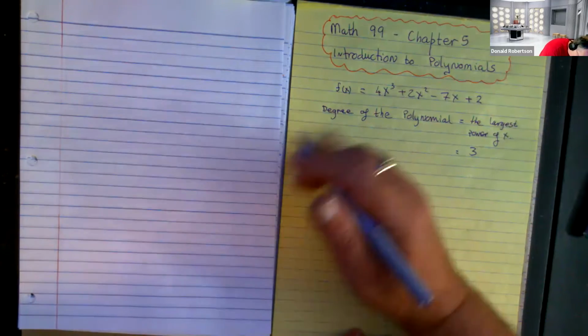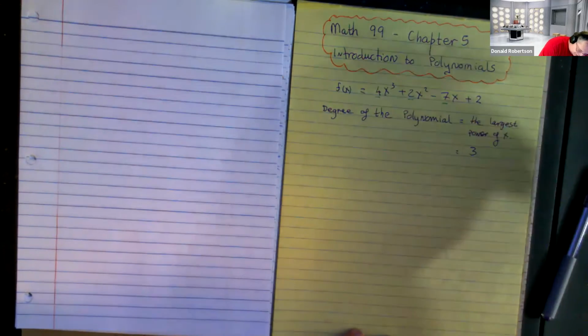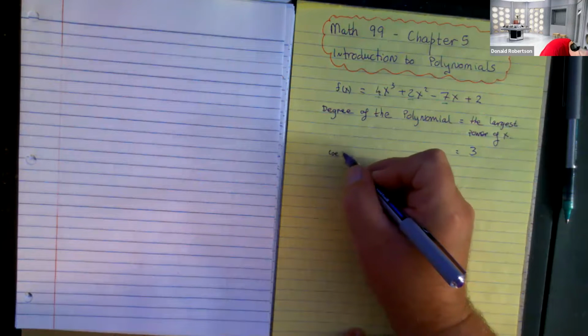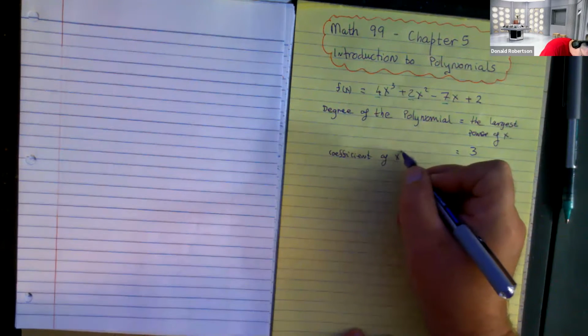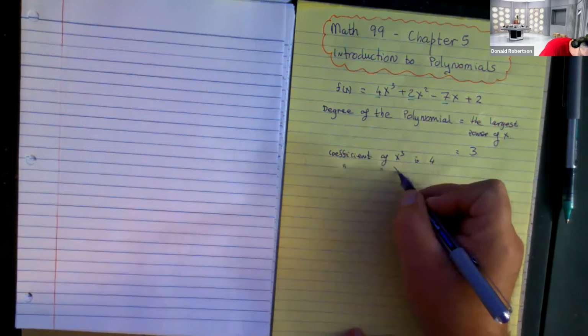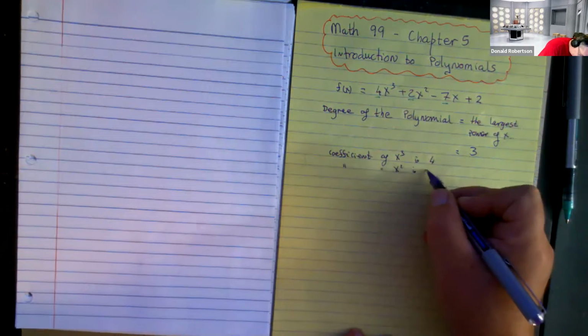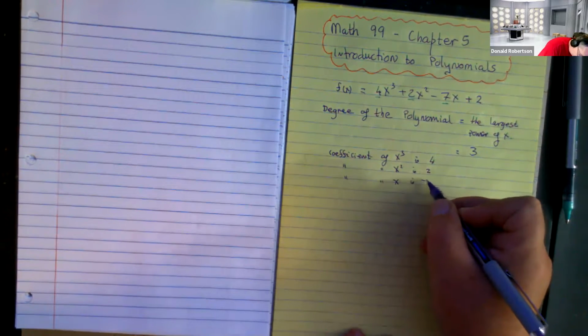So that's a term. We very often call these numbers here, for instance, the 4, the 2, and the 7, or the negative 7, coefficients. So for instance, the coefficient of x cubed is the number 4. The coefficient of x squared is 2. And the coefficient of x is negative 7.